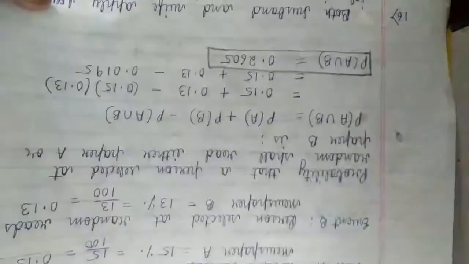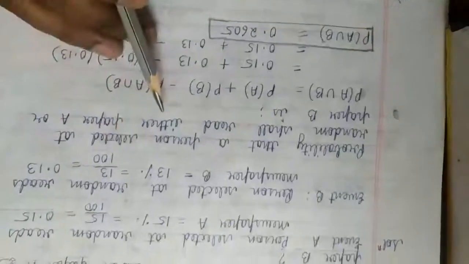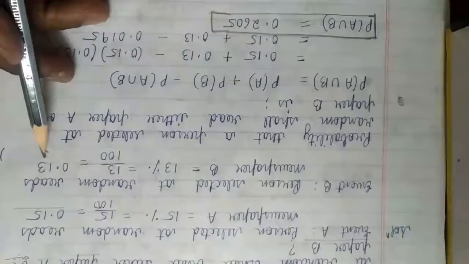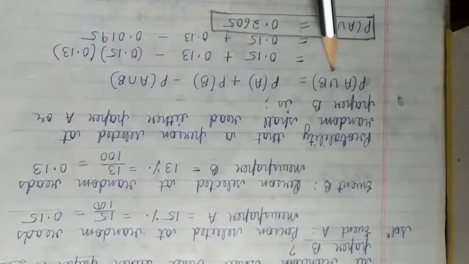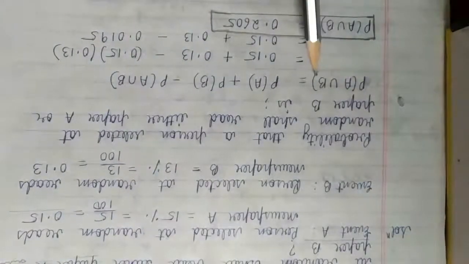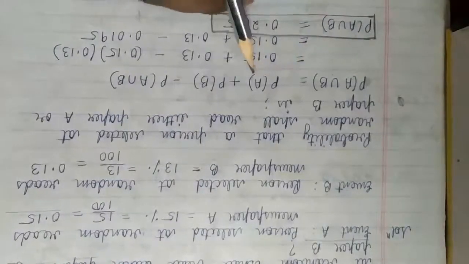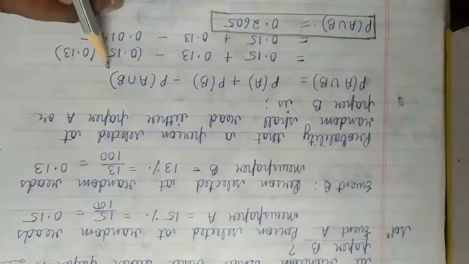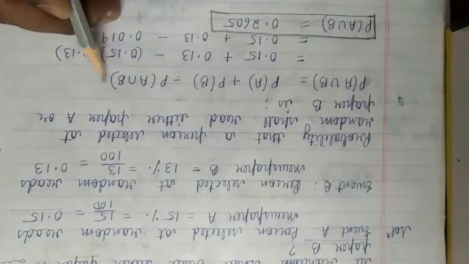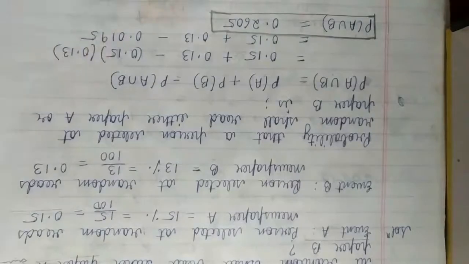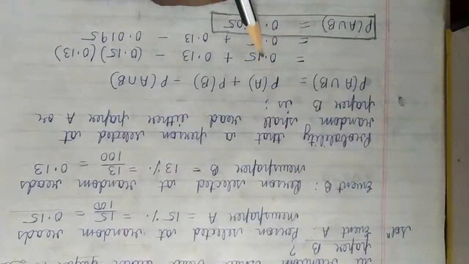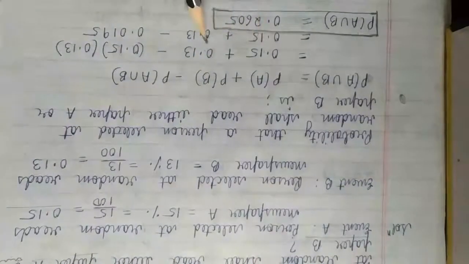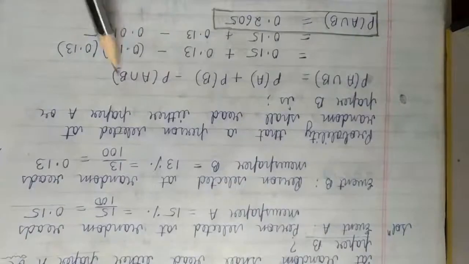So that is what I found out, and I found the respective probabilities also. Probability of A is 0.15, probability of B is 0.13. So probability of A union B, that is probability of A or B happening, is given by probability of A plus probability of B minus probability of A intersection B, because he can read both the newspapers at the same time. So it is given by 0.15 plus 0.13, minus 0.15 into 0.13.